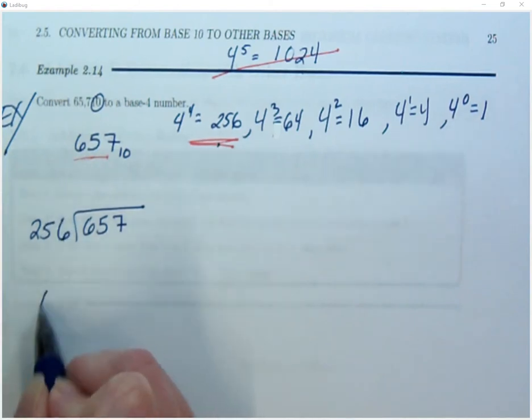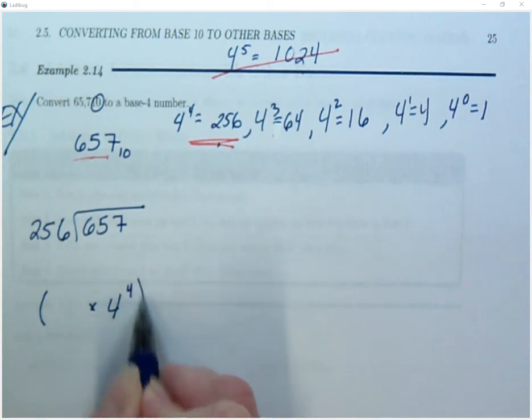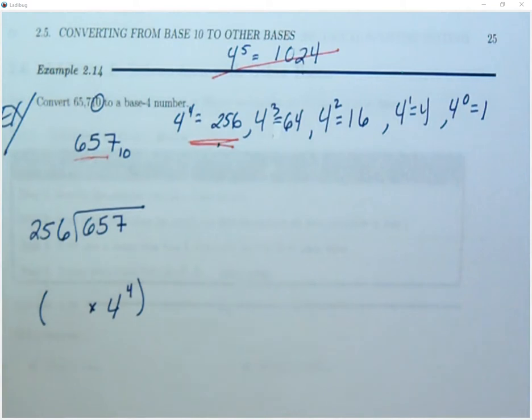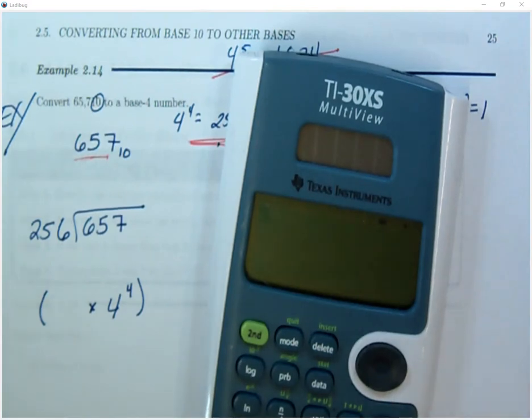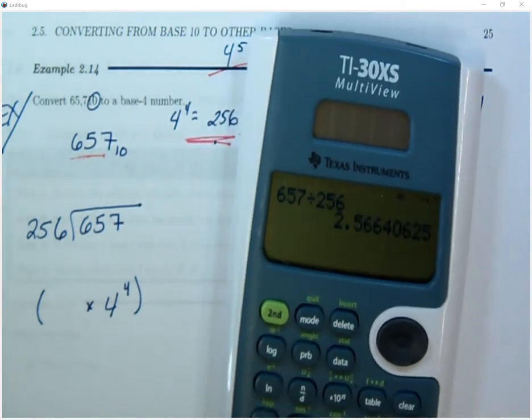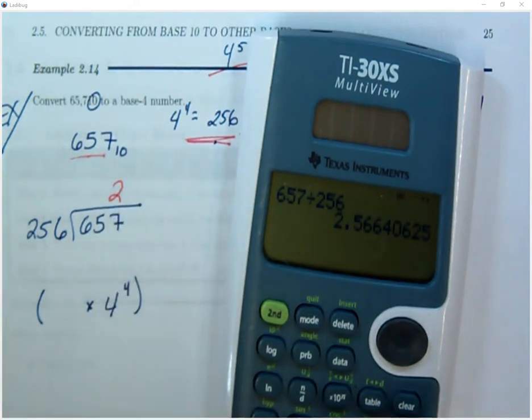So we can lay this out. It's going to look like this. Remember, what times 4 to the 4th will be that first value. So if you just do it on your calculator here, you can see 657 divided by 256. I mean, you could do these the long way too in your head if you want. And then I get a 2.